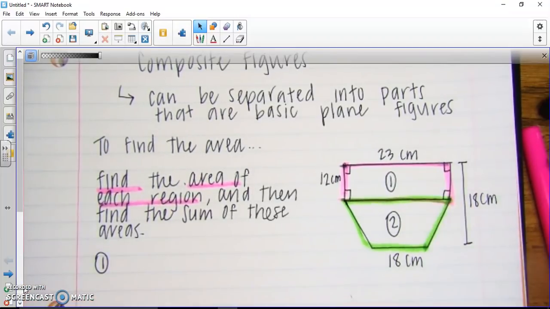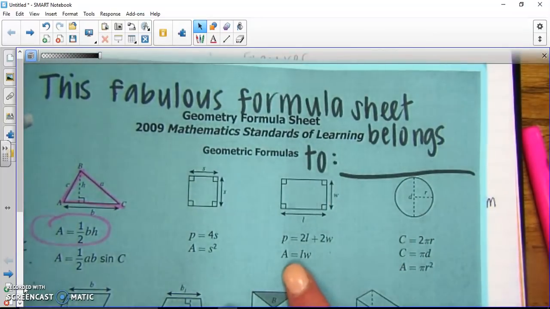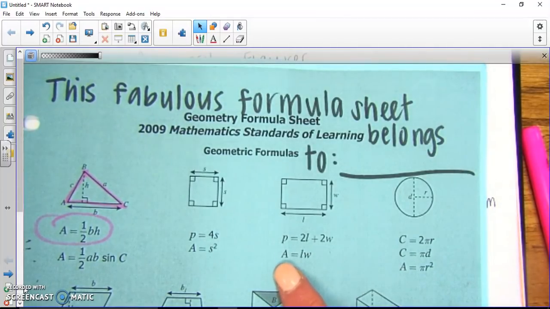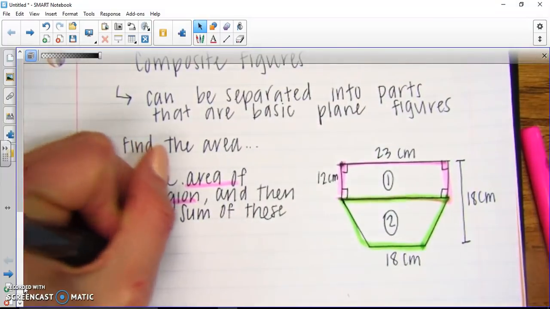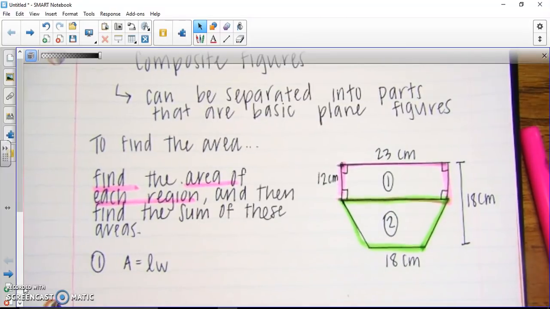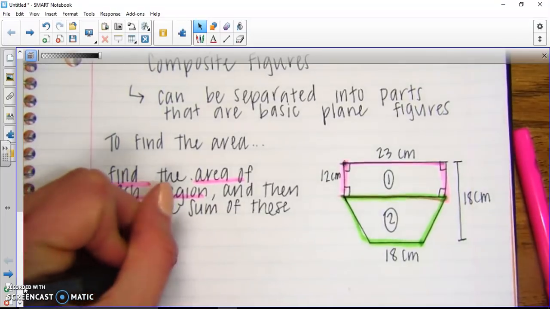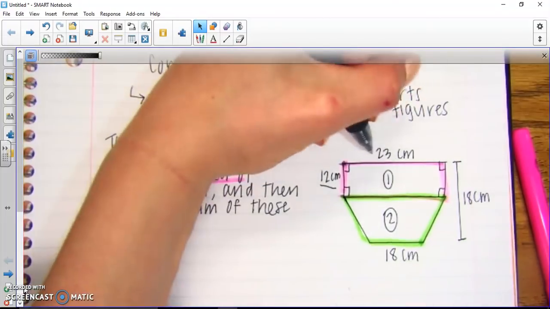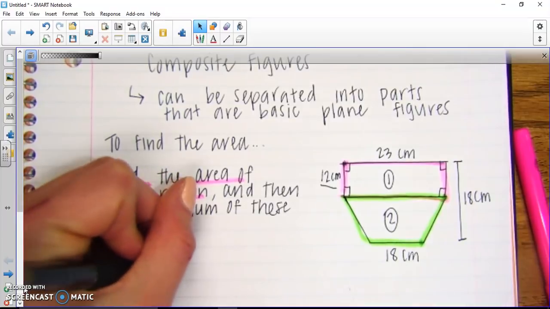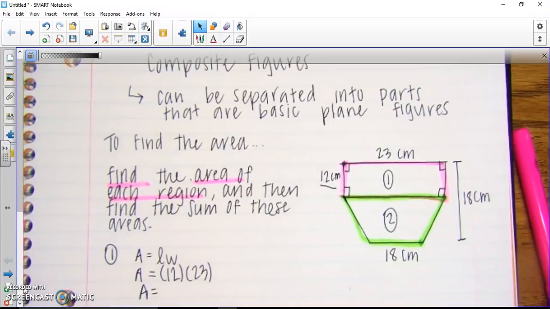So it's a rectangle. Hopefully we have the area formula for a rectangle memorized, but if you don't, you've got your formula sheet, find your rectangle, A equals, it's always the A equals formula. So the area of a rectangle is length times width. Looking at our figure and the numbers that they've given us, what is the length and the width of this rectangle? It looks like the length and width are going to be 12 and 23. So we've got 12 times 23. We'll multiply those.